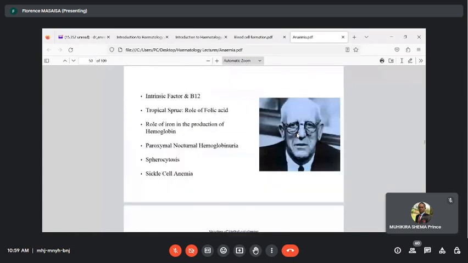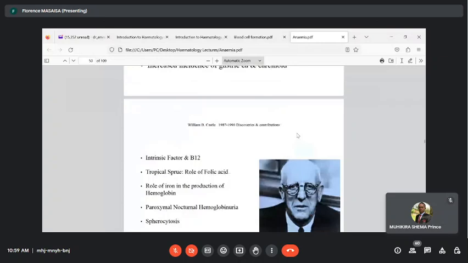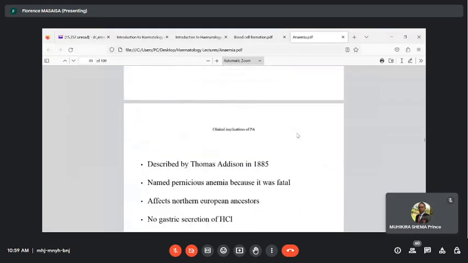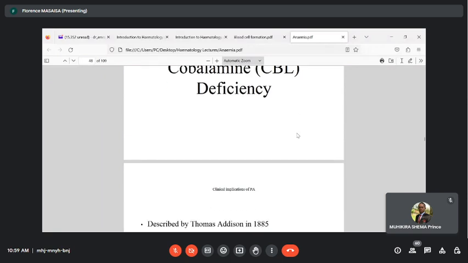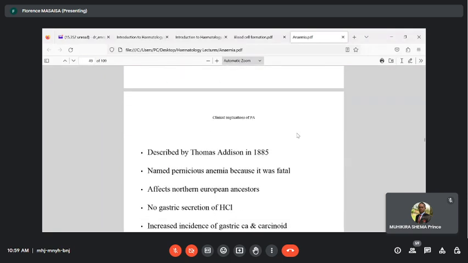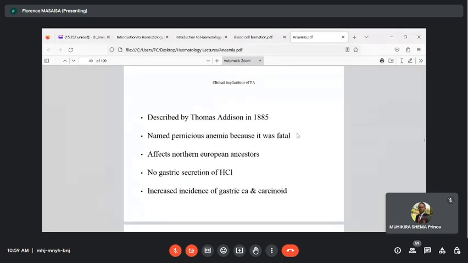So let's go back to pernicious anemia, which was first described by Thomas Addison in 1885. It is called pernicious anemia because it was fatal. It mostly affects Northern European ascetics.